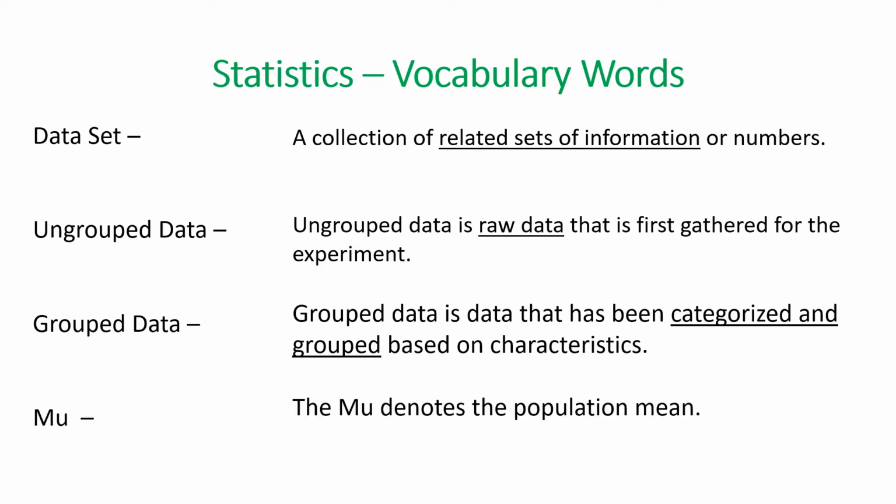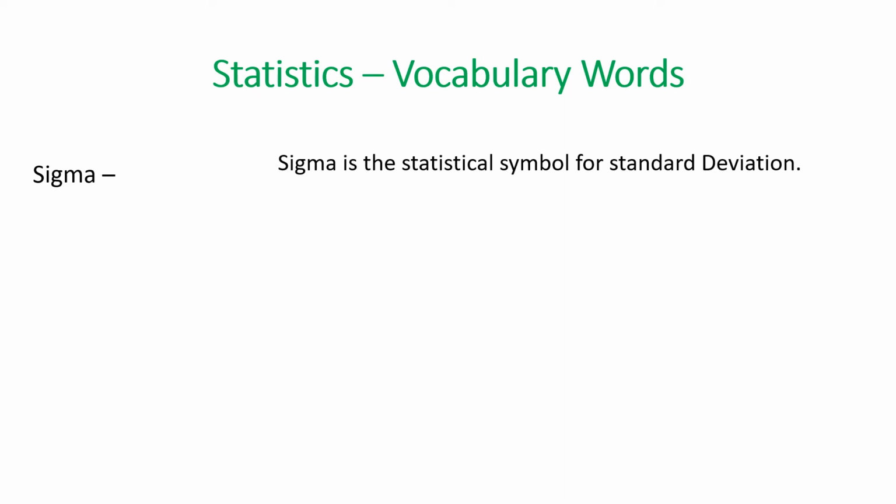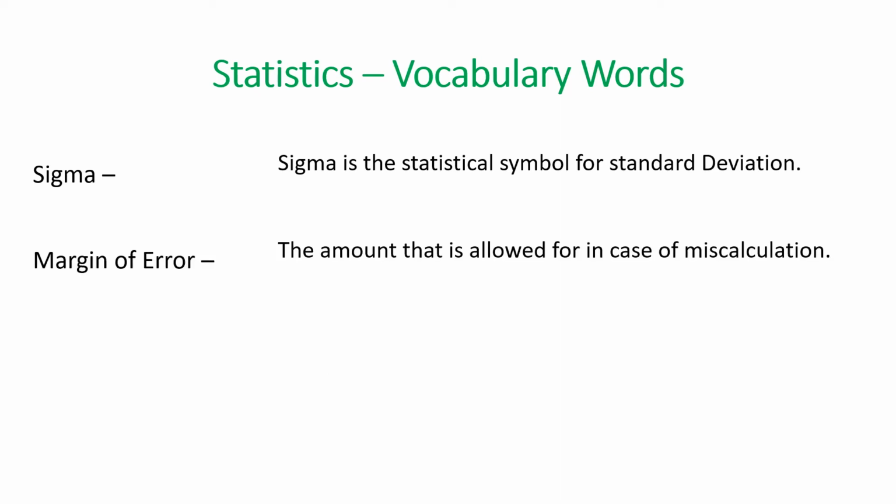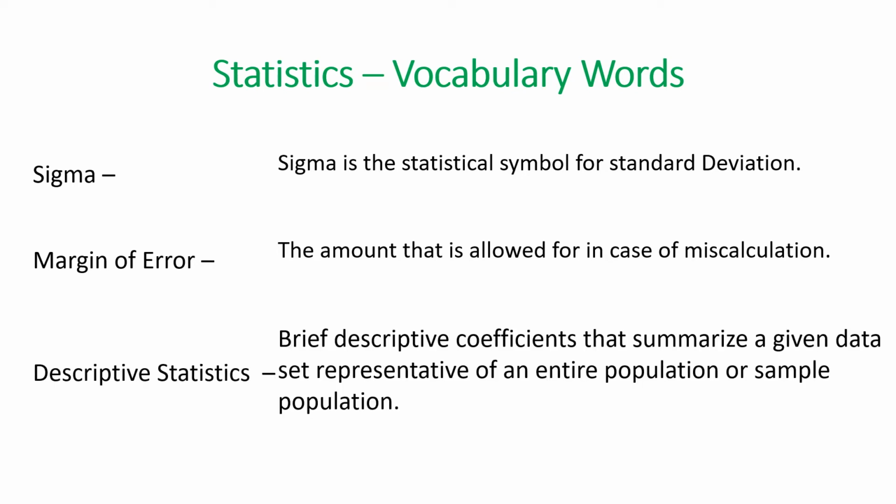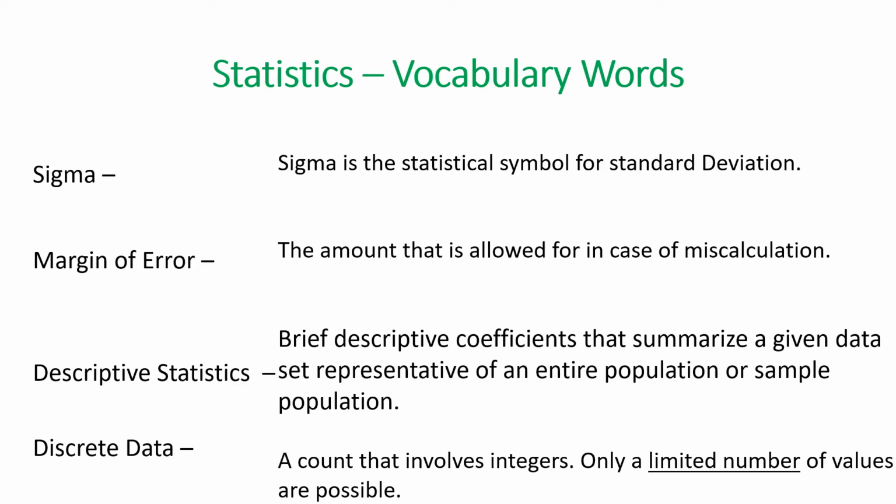Mu denotes the population mean or average. Sigma is the statistical symbol for standard deviation. The margin of error is the amount that is allowed in case of miscalculation. Descriptive statistics is a brief descriptive coefficient that summarizes a given data set representative of the entire population or sample population. And discrete data is a count that involves integers.